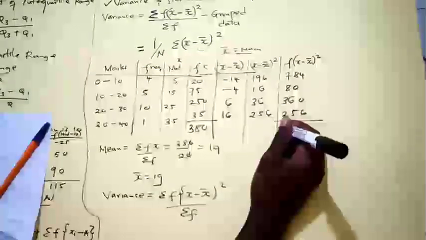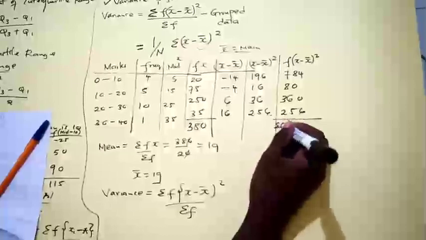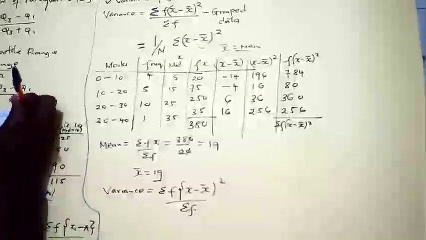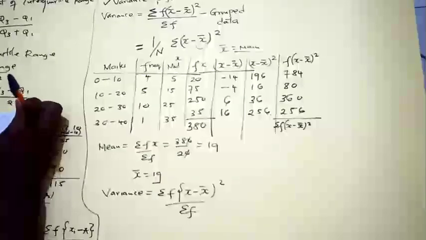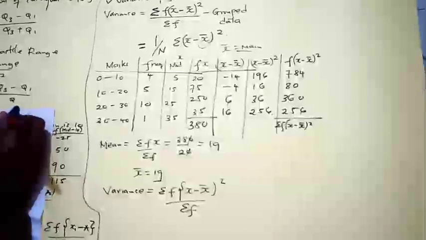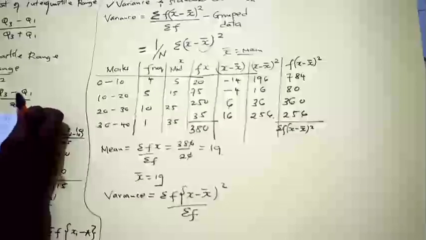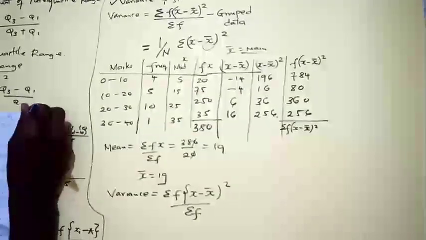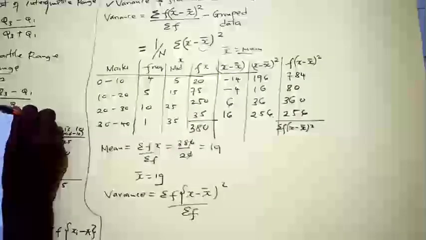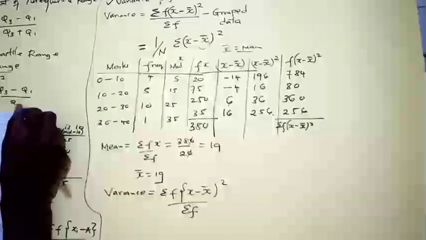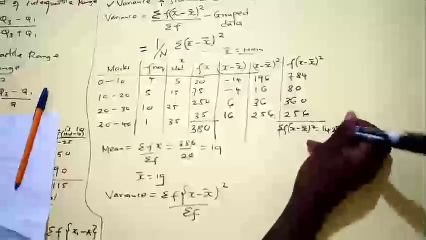So now this is what we summate, f times (x minus x bar) squared. So we have 784 plus 256 plus 80 plus 360, which is 440. It is going to be 0, carry 1. 8 plus 4, that is 12. 12 plus 6, that is 18, carry 1. Then we have 9, 10, 14, 20. So it becomes 1420.